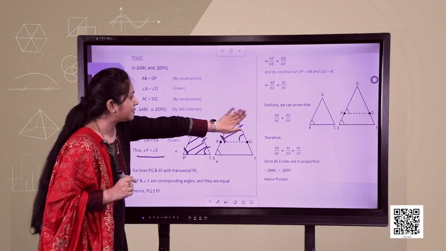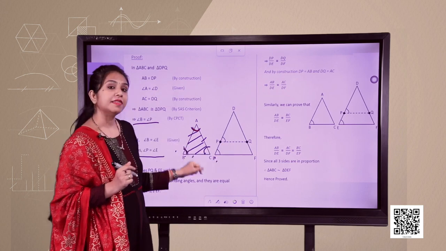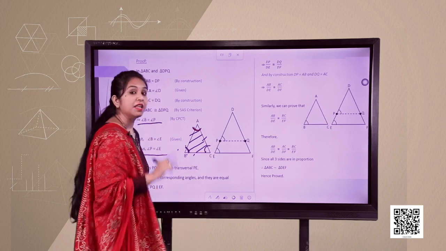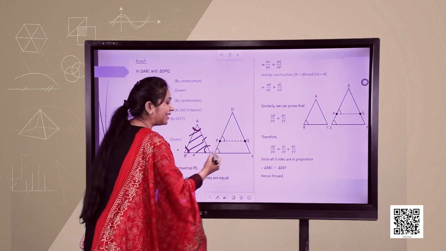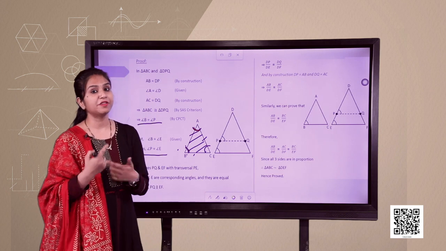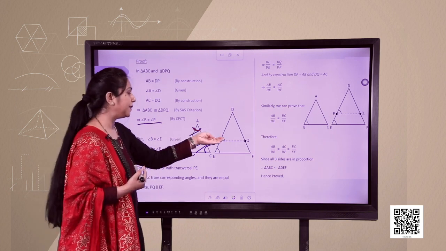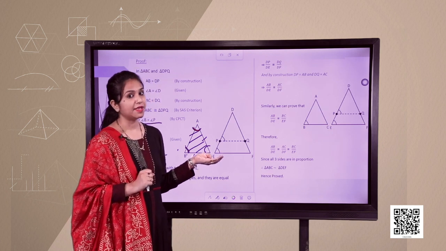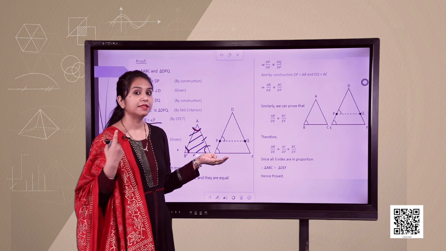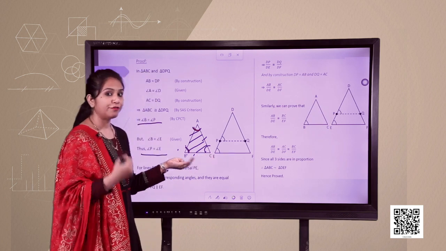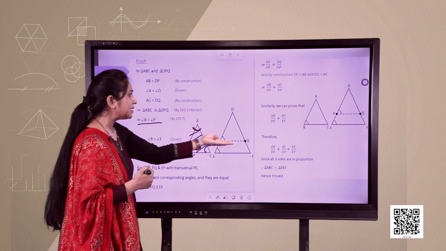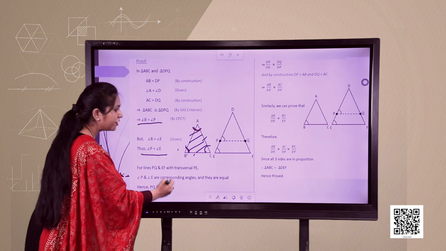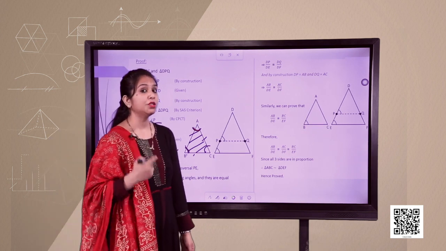Now children, carefully examine this diagram. If in this diagram angle P and angle E become equal, then what can you say about line PQ and EF? Recall your concept of corresponding angles. When angle P and angle E are equal, it means the corresponding angles formed by two lines are equal. Then the lines are parallel. So from here we concluded that line PQ is parallel to EF, right? So we reached this step where we have proved line PQ is parallel to EF.